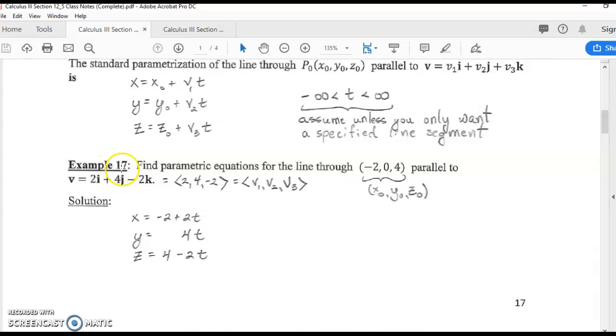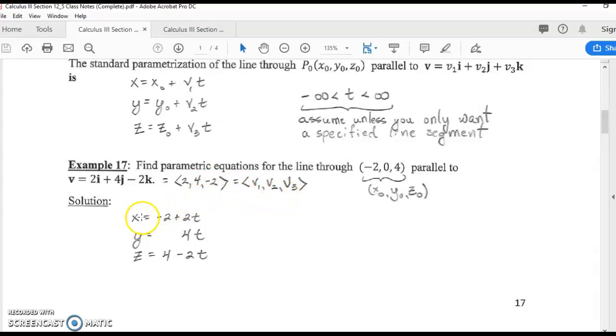Okay, so for our first example, example 17 in this section: find parametric equations for the line through the point, parentheses means a point, (minus 2, 0, 4), parallel to v, the vector 2i plus 4j minus 2k. So this gives you everything you need, right? This is your x naught, y naught, z naught. These are the components of your parallel vector.